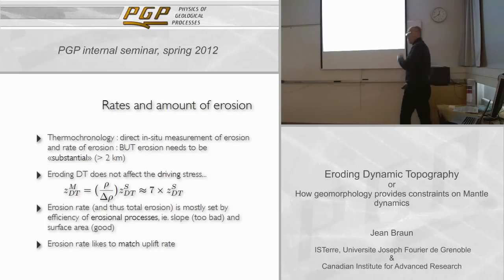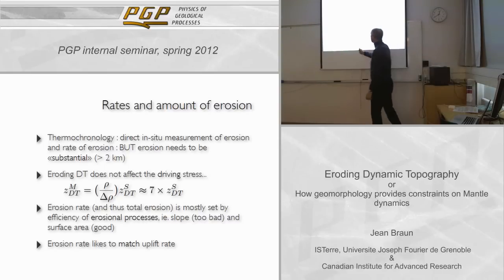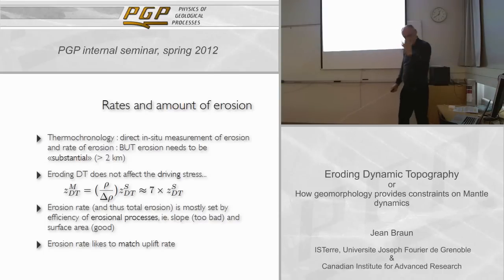Just to give you an idea of how much we need. If we want to use this method of thermochronology, we need at least rocks to come up from about 2 kilometers, to cool through the top 2 kilometers of the Earth to record anything. So we need erosion, incision of about 2 kilometers. Can we hope that dynamic topography be eroded that much when it happens in the past?